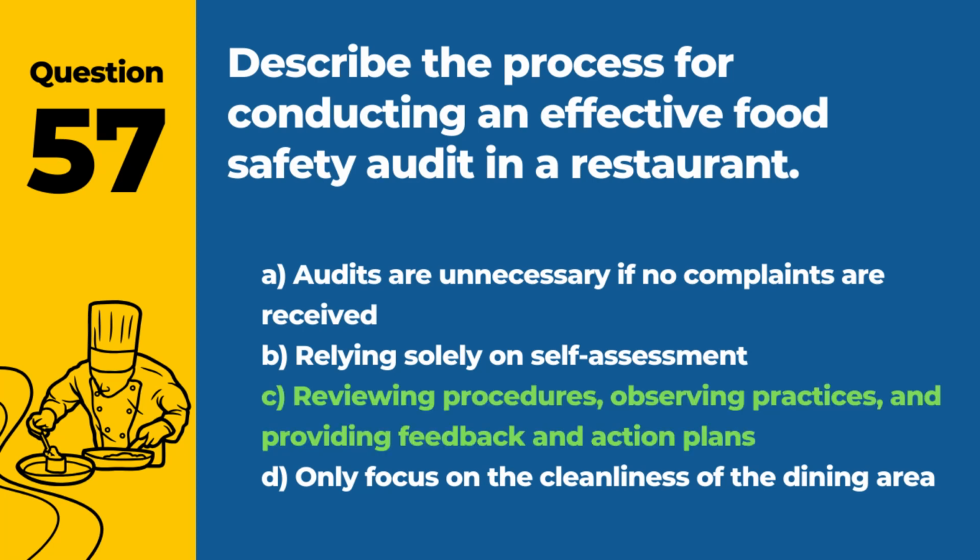Answer C. Reviewing procedures, observing practices, and providing feedback and action plans. Conducting an effective food safety audit in a restaurant involves reviewing the established food safety procedures, observing the actual practices, and providing feedback along with action plans for any necessary improvements.